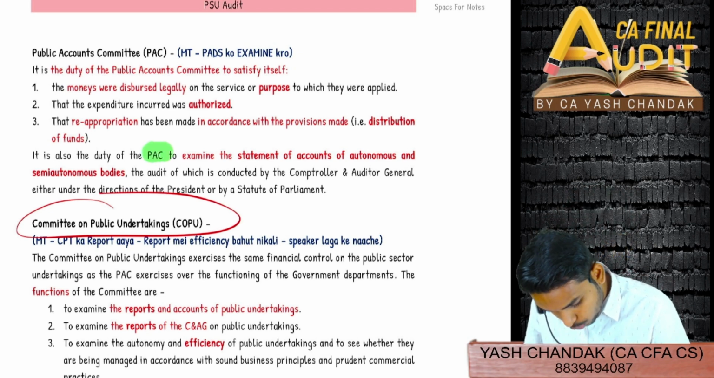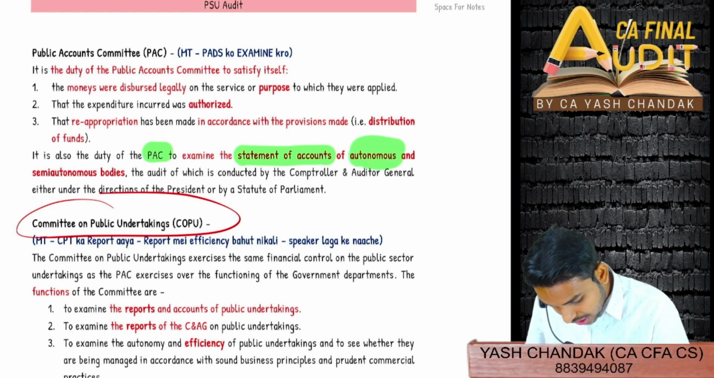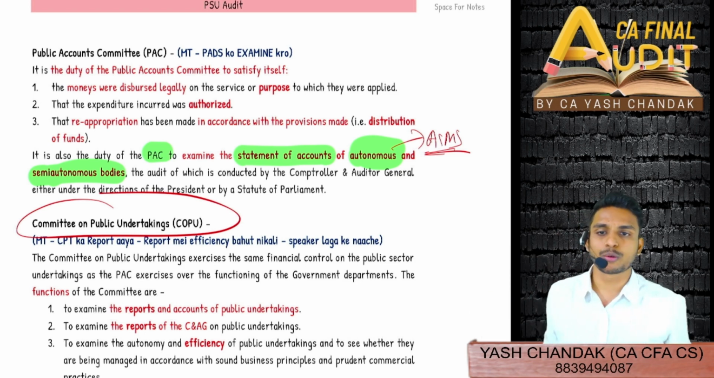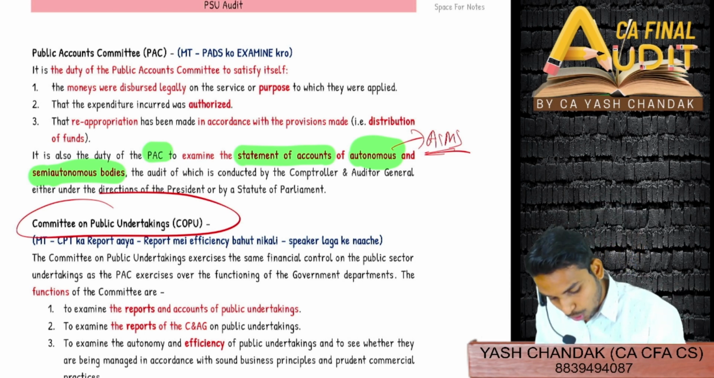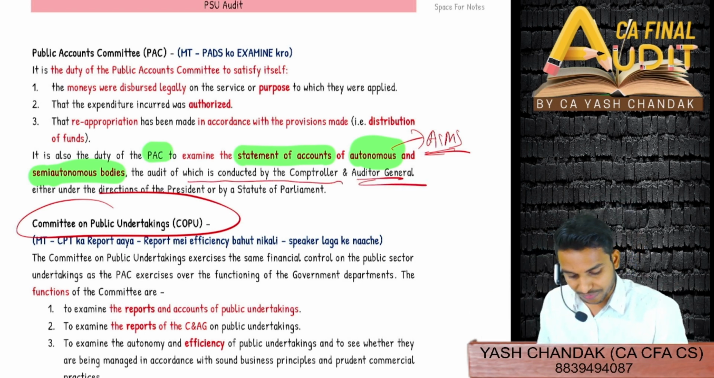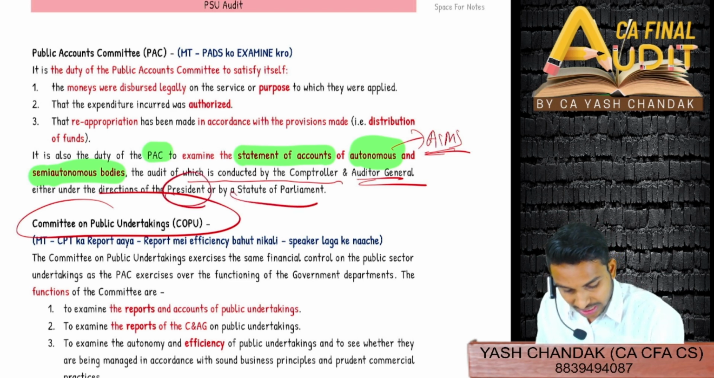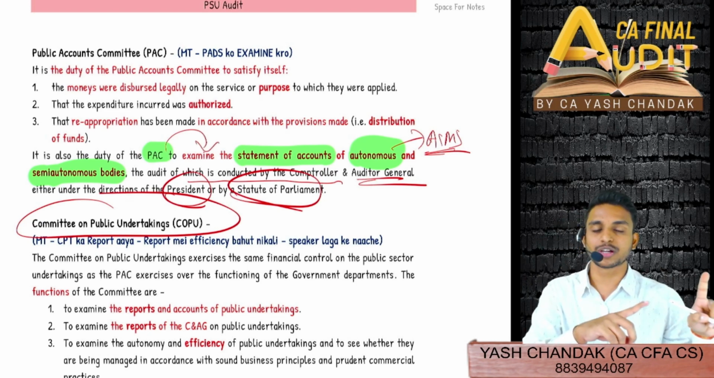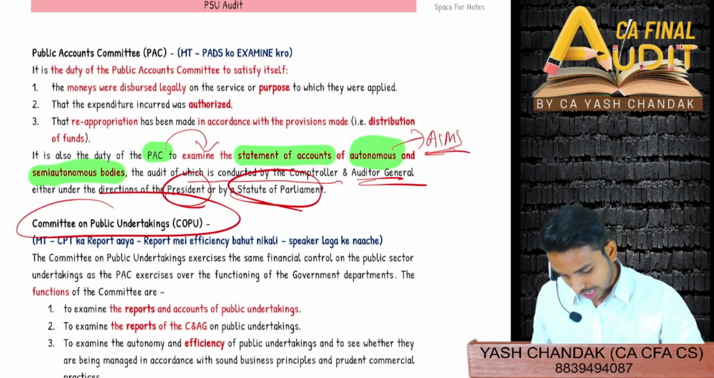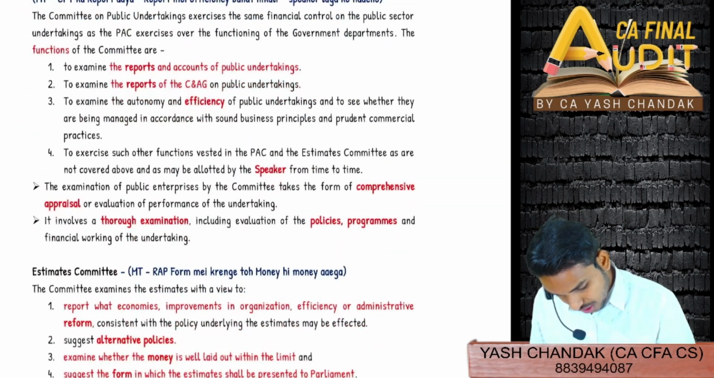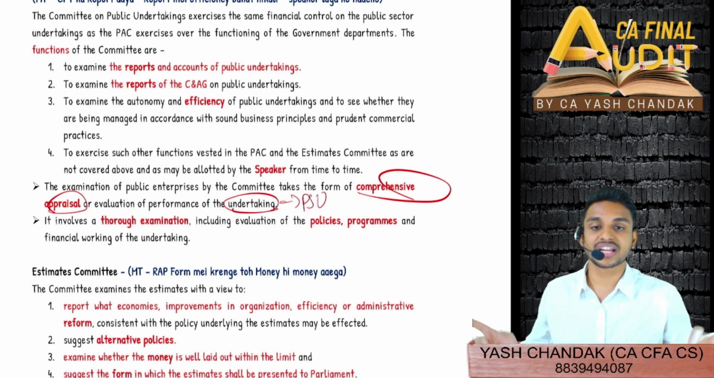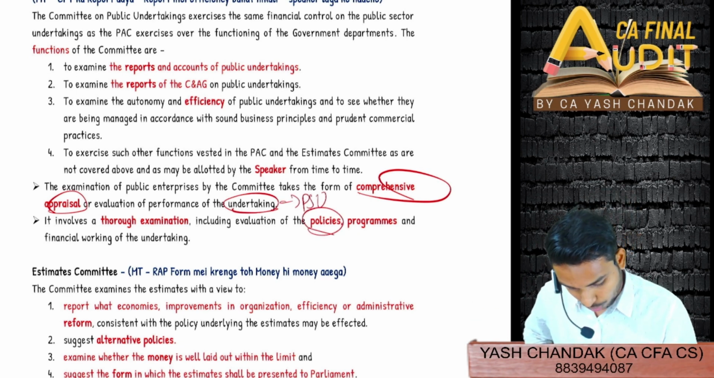It is also the duty of PAC to examine the statement of accounts of the autonomous and semi-autonomous bodies, like what I told you about, like AIIMS or other government autonomous and semi-autonomous bodies, the audit of which is conducted by the Comptroller and Auditor General of India, under the direction of the President and the statute of the Parliament. So PAC has to examine all the statements of accounts of the autonomous and semi-autonomous bodies, and what will CPU do? CPU will do the comprehensive appraisal of the evaluation of the performance of the PSU, public sector undertakings, like the government companies, and also about the policies, programs.